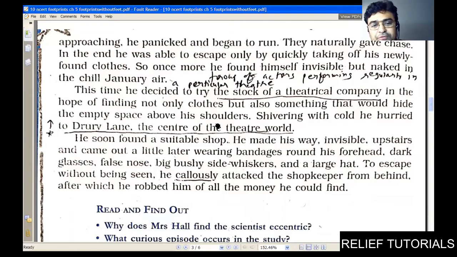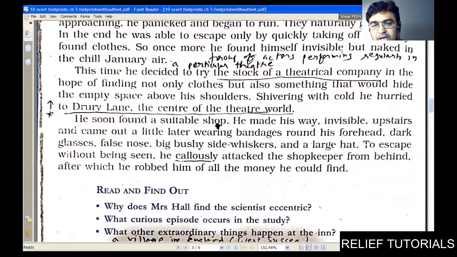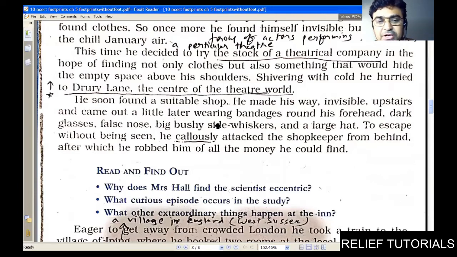He soon found a suitable shop. He made his way invisibly upstairs and came out a little later wearing bandages around his forehead so that his face could be seen. Anyways, covered with bandages, but at least it could be seen. Dark glasses, so the eyes could be seen through the glasses. A false nose, found as a prop, maybe made by some joker or clown in the theater. Big bushy side whiskers, as you can see, some light hair on my beard. These are called whiskers, but here it is bushy, a beard, and a large hat.